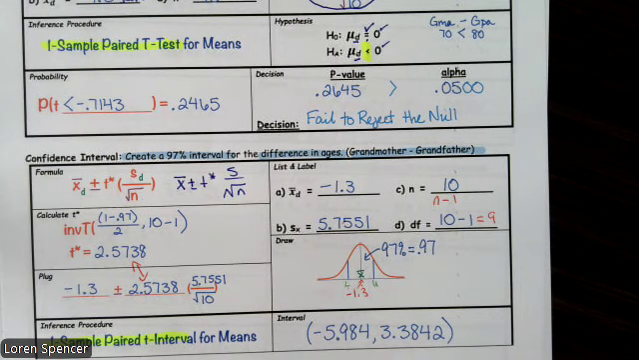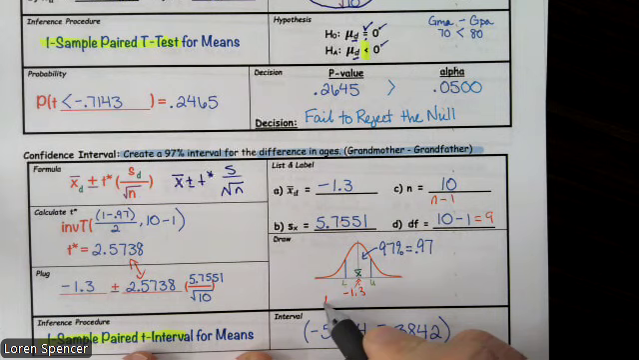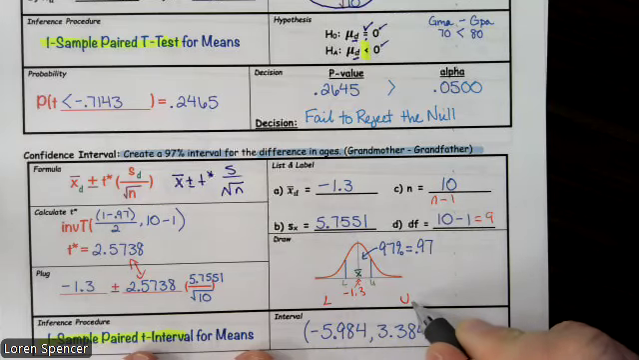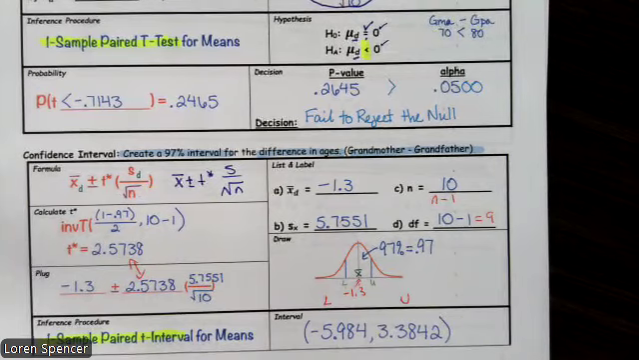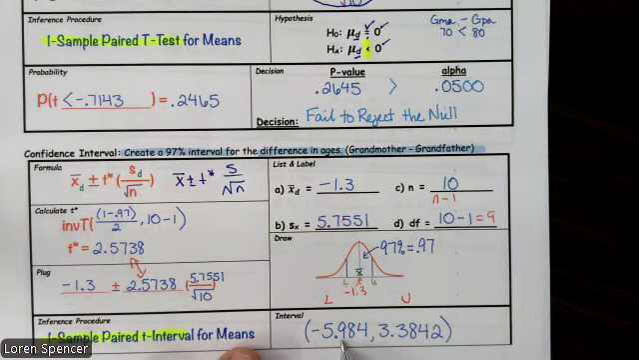So what this tells me, and what this means in real terms, is because we went grandmother minus grandfather, the grandmother could be as much as 5.9 years younger to as much as 3.38 years older. And that's on average. That's not for any one grandmother. One grandmother might be 30 years younger or 30 years older. But on average, we expect the average for grandmother to be no more than 5.9 years younger and not more than 3.38 years older. We don't know where in that range it is. And because zero is contained in the range, we can't say that there's a difference in ages.